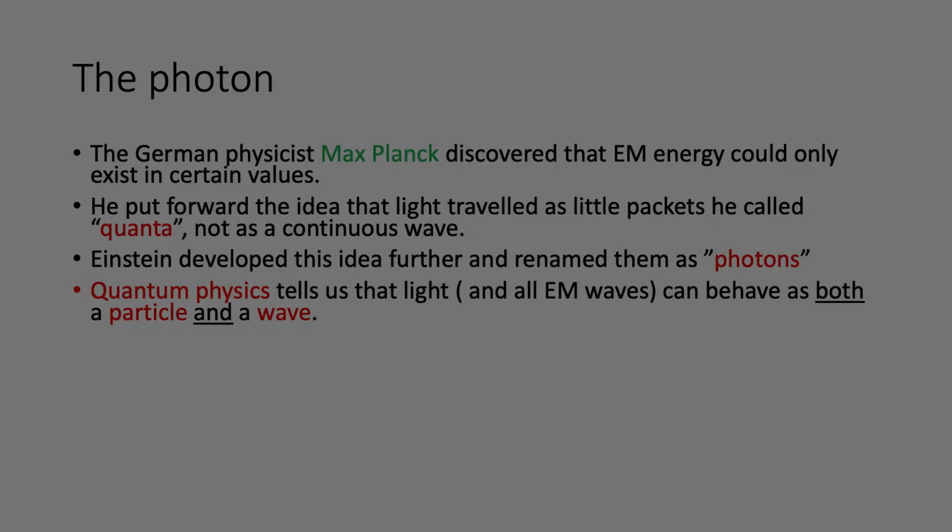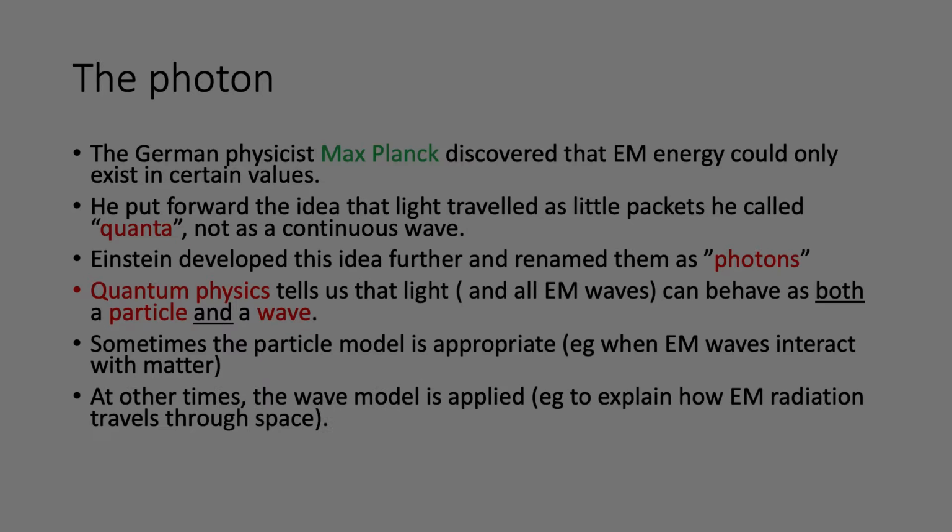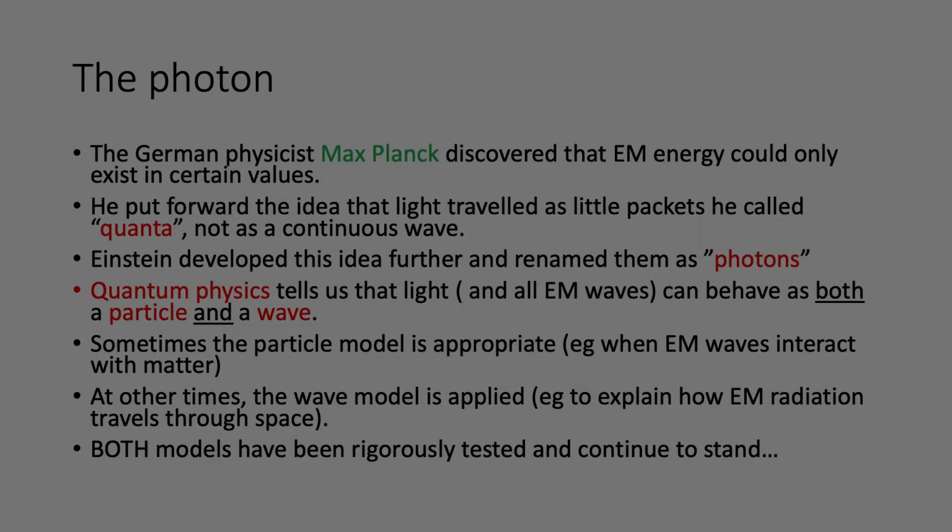So it turns out that EM radiation, including light of course, behaves both as a particle and as a wave. Sometimes we apply the particle model, particularly when electromagnetic waves interact with matter, and at other times the wave model is applied, for example, explaining how EM radiation travels through the empty vacuum of space. Both models have their applicability. They've both been tested. They both stand. It's just that a different model applies in different situations.